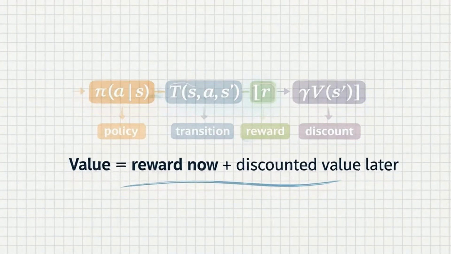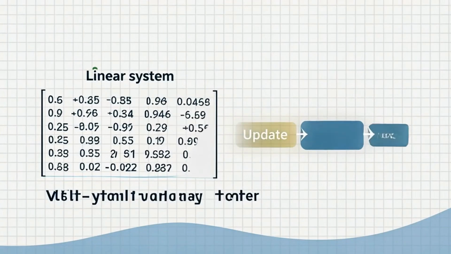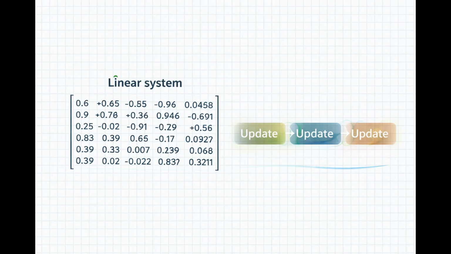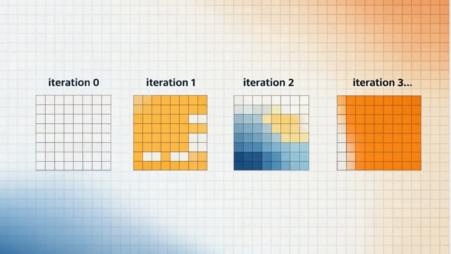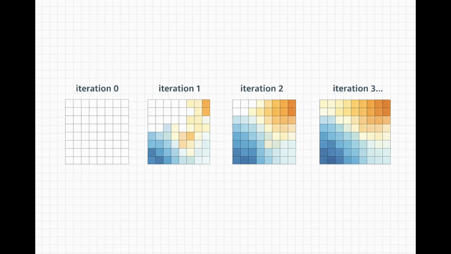In principle, we could solve policy evaluation by treating the Bellman equations as a system of linear equations and solving them exactly. But in many practical settings, that's too expensive. So dynamic programming does something simpler and surprisingly effective. It iterates. Iterative policy evaluation starts with an initial guess for the value function, often just zeros everywhere, and then repeatedly updates each state's value using the Bellman expectation equation. Each sweep uses the model to push value information through the state space.